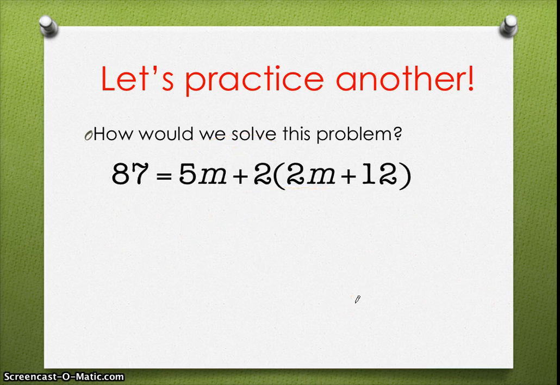Again, we have a problem in this situation where we see two variables, which keys us to think that we need to probably distribute first and maybe combine like terms. Here's our terms inside the parentheses. Here's our leading factor. Let's go ahead and distribute.